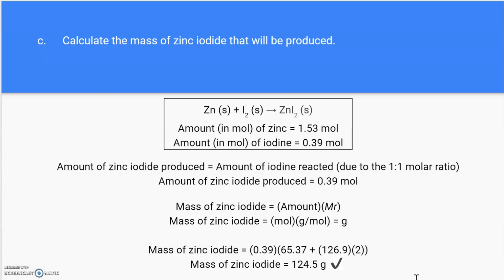I hope you learn a little bit more about excess and limiting reactants, and the role they play in determining how much of a product is produced, and how to calculate it.